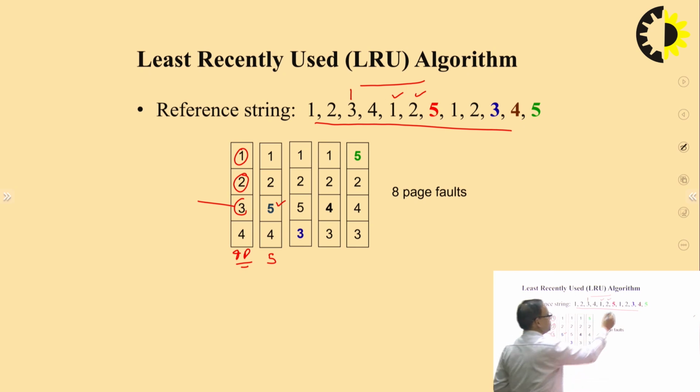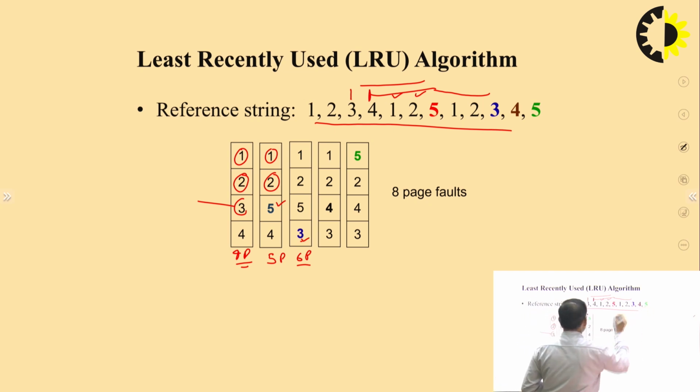Okay, next one is the 1, present in main memory, so no page fault count. 2 is present in main memory, no page fault count. 3 is not present in main memory, so the page fault count value will be increased. Again, among 1, 2, 5 and 4, which page will be selected for the replacement? So we will move from 3 in the backward direction, and we will see that among 5, 1, 2, 4, 4 is not used for the longest period of time. So 4 will be selected for the replacement, 3 will be placed here.